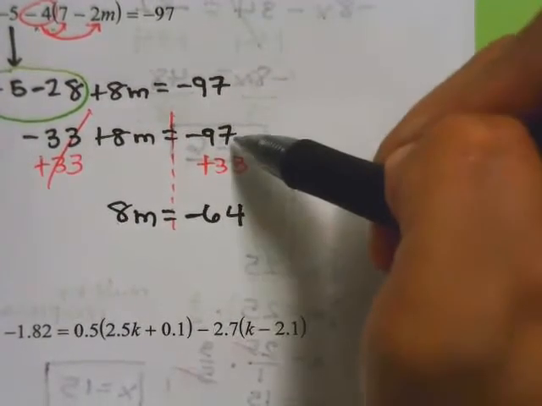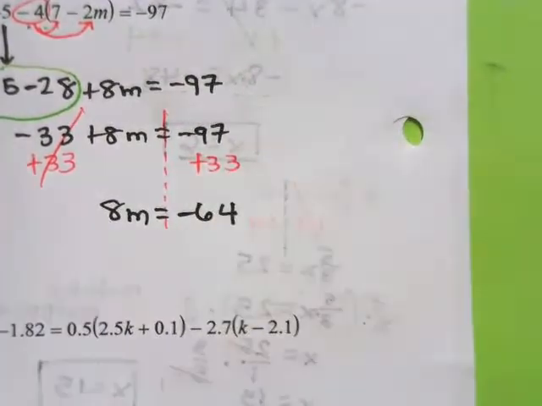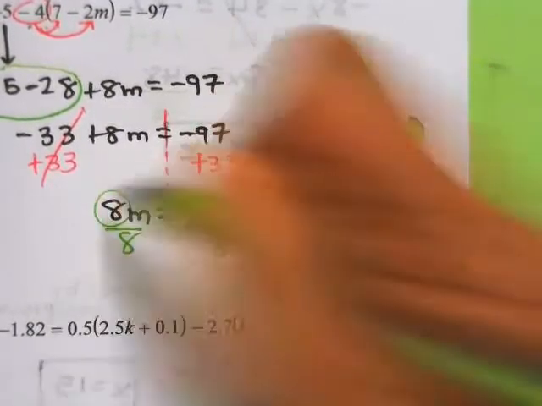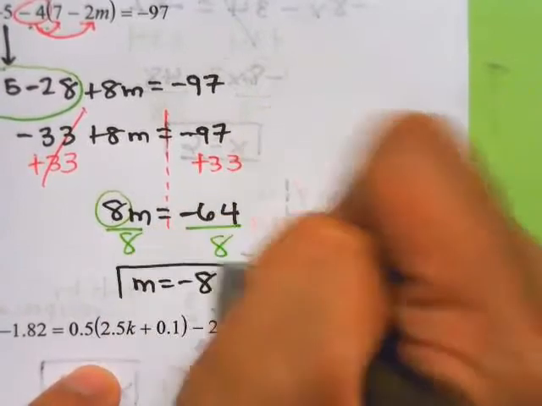I just subtracted it, like 9 minus 3, 6, 7 minus 3, 4, and then the 97 is a little bit bigger in terms of the negative. Divide both sides by +8, because this is a +8. m is equal to -8.